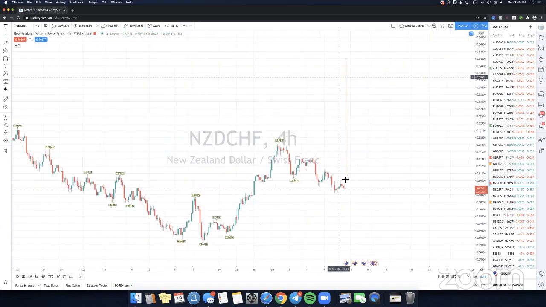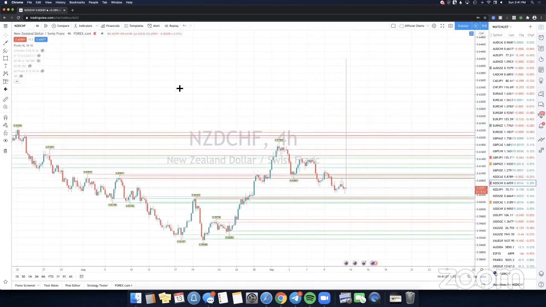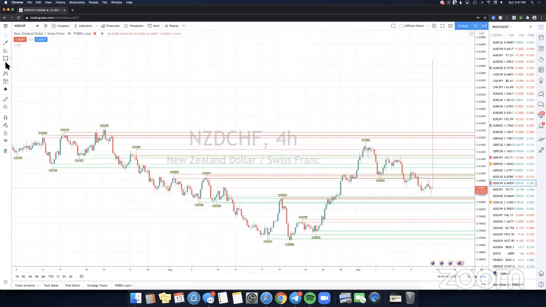I've never seen this in a long time. Wow, 360 pips, guys. That's crazy. And then it came back down. So let's draw these zones here just so you guys can see.